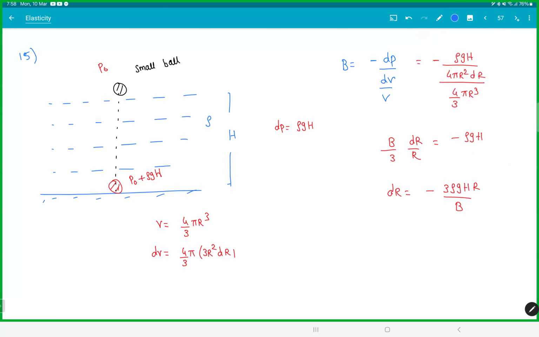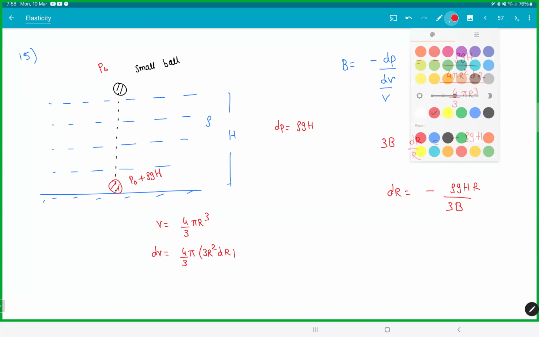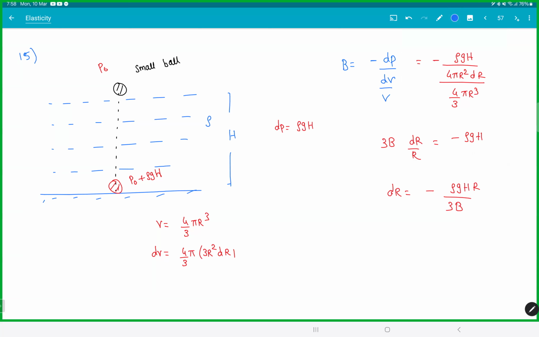Does the 3 go up? I think the 3 goes up. Check. Isn't it? When you drop into the water, what changes? The pressure. How much? Rho gh. Because of that rho gh, you got a dv by v. Clear, everyone? That's your bulk modulus. We really don't have much on this.